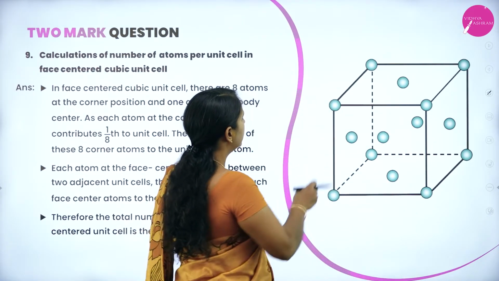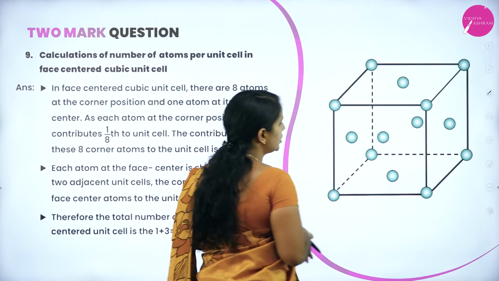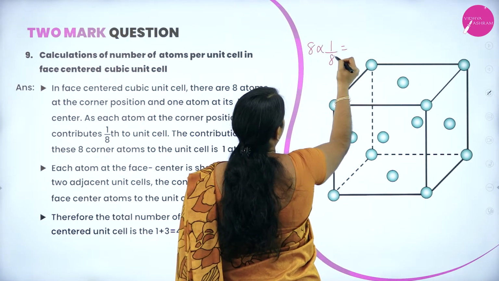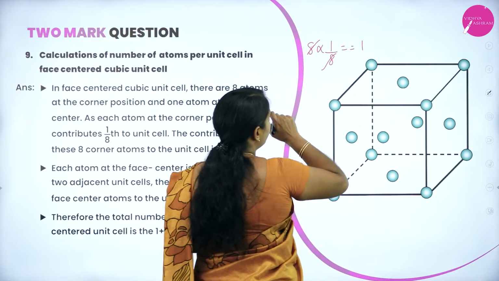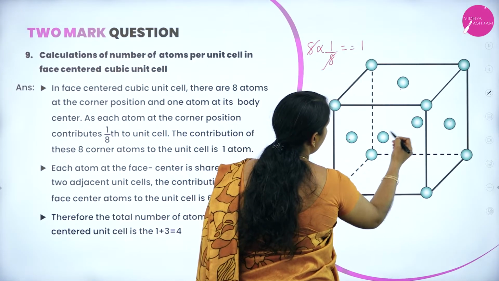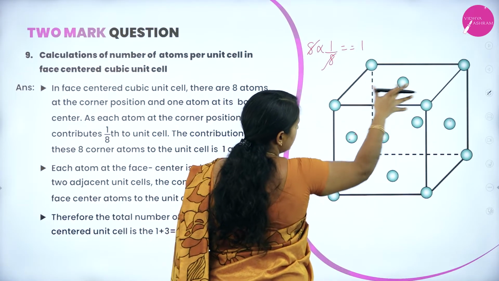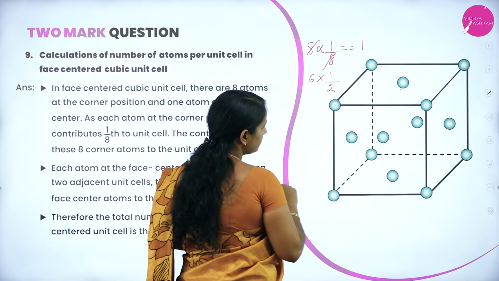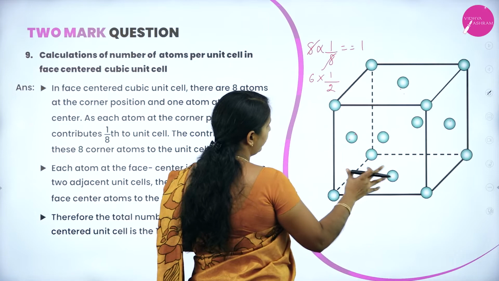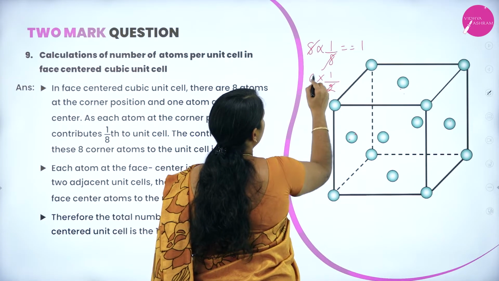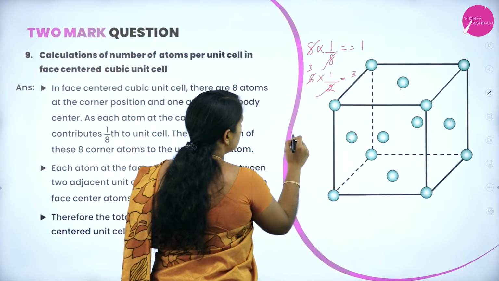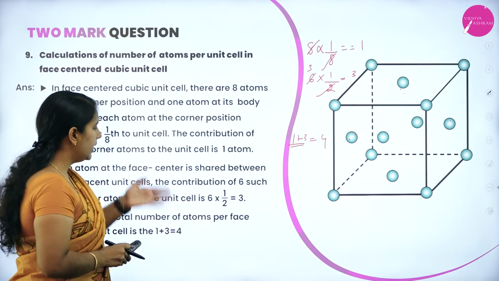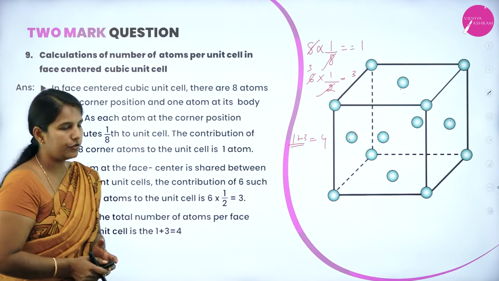Next, we will see the face-centered cubic unit cell. Here also you can see that there are 8 corner particles. Each corner particle will contribute 1 by 8, so it cancels and you will get 1. In addition to the 8 corner particles, we have particles at each face. You can see that there are 6 faces, and each face contributes 1 by 2 of a particle. So 6 into 1 by 2 gives 3. So 1 plus 3, how many particles do we have? 4 particles in the FCC. Same calculation you have to do as I have shown here.